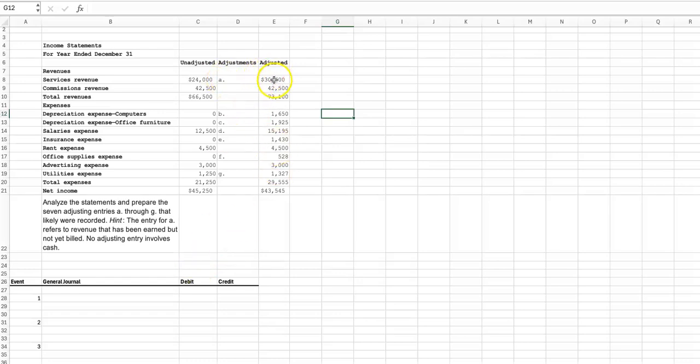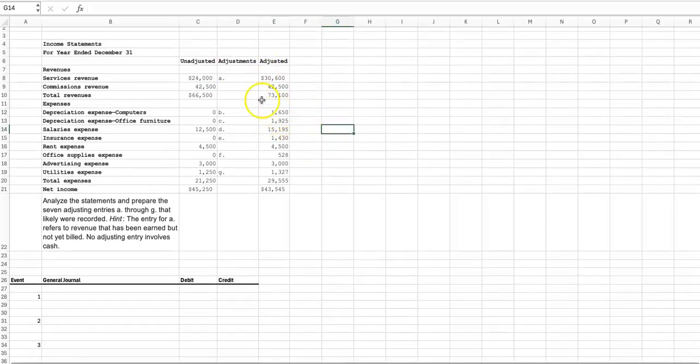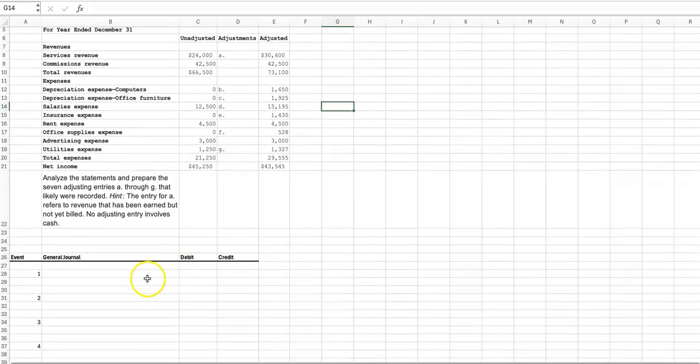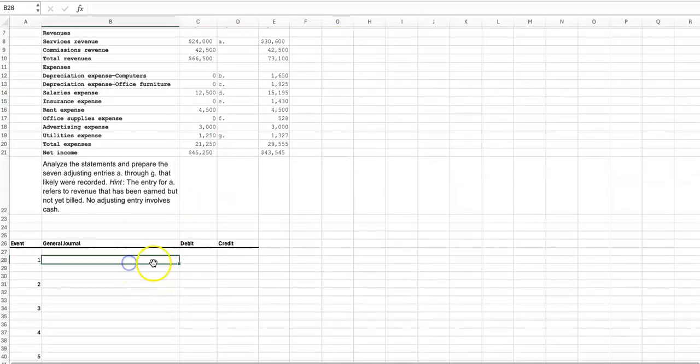For A, we see that the unadjusted was 24,000 and the adjusted was 30,600. Originally I thought I would just put in the new number. But what you actually need to do is take the adjusted amount and subtract the unadjusted, and that gives you how much you adjusted the general journal by. So we'll put that in here. The first thing you need to do is debit an account, and that first one is going to be accounts receivable.